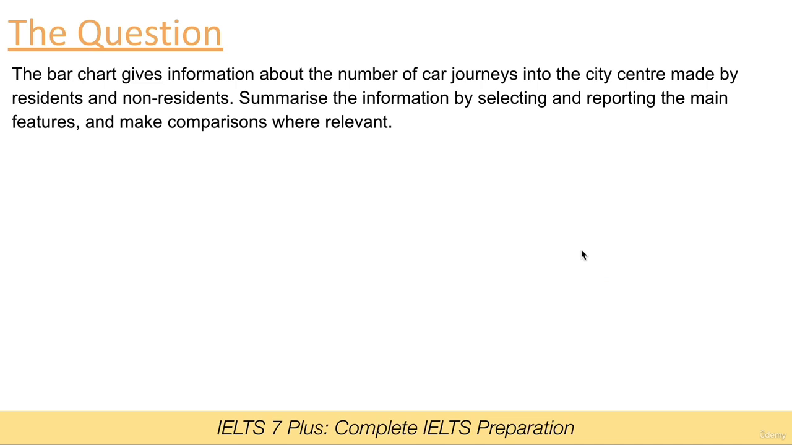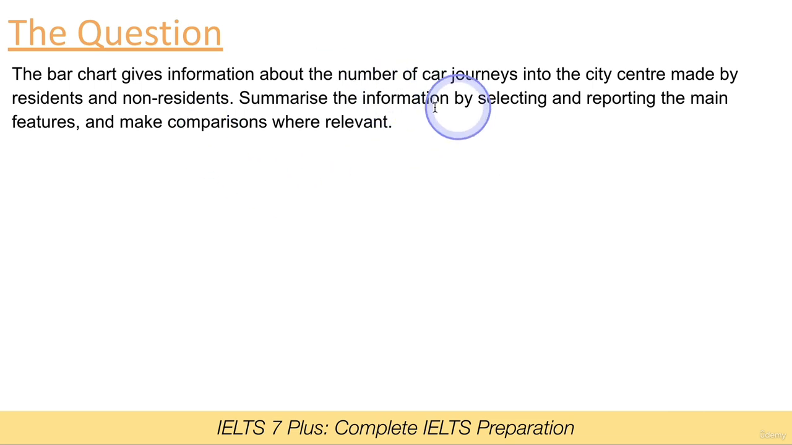The bar chart gives information about the number of car journeys into the city centre made by residents and non-residents. Summarise the information by selecting and reporting the main features and make comparisons where relevant. Okay then. So we're being told to do the same as we did in the last task. In every task one, we want to select and report the main features and make comparisons where relevant.